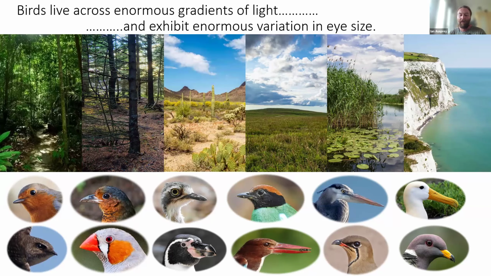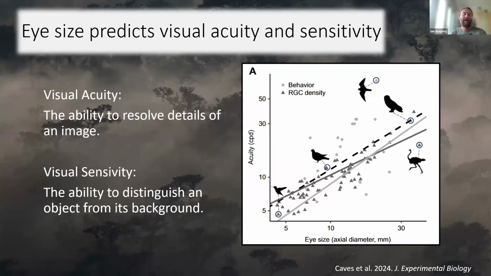their eye size. And the reason this matters is because eye size strongly predicts both visual acuity and sensitivity. Visual acuity is the ability to resolve details of an image, while visual sensitivity is the ability to distinguish an object from its background. And Eleanor Cave just came out with this really great paper this spring looking at the relationship with eye size as measured by the axial diameter, which is basically the length of the eye from the front to the back.